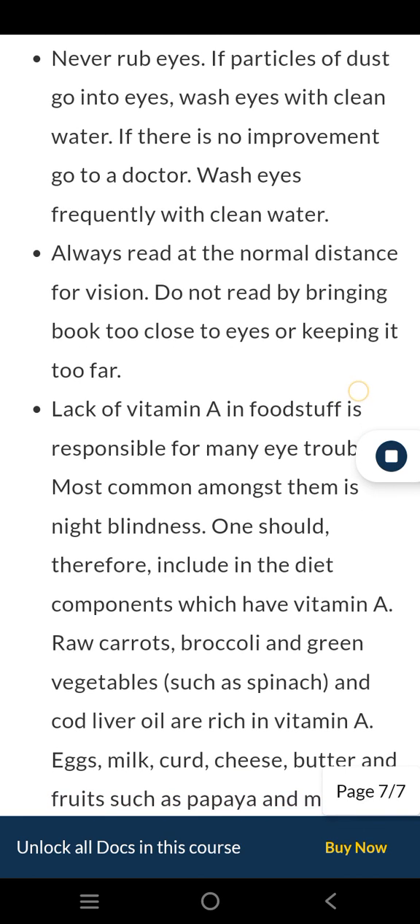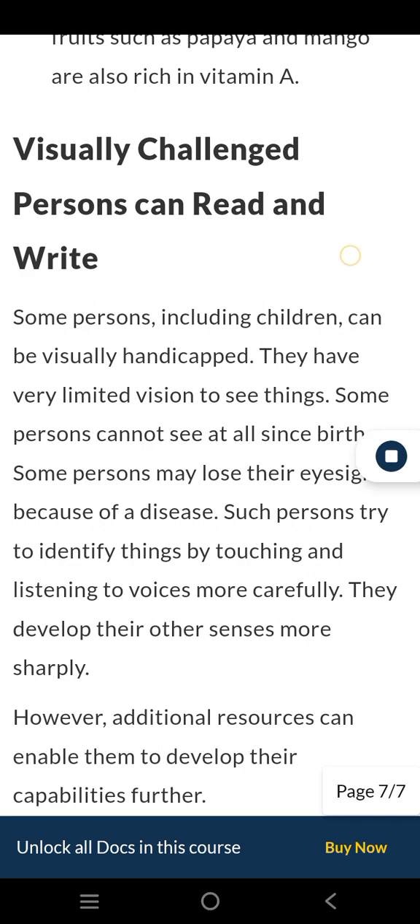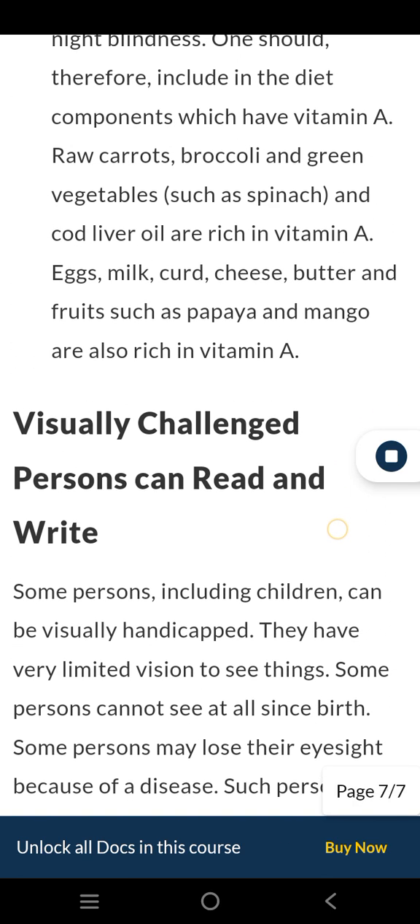Lack of vitamin A in foodstuff is responsible for many eye troubles. Most common amongst them is night blindness. One should, therefore, include in the diet components which have vitamin A. Raw carrots, broccoli, and green vegetables such as spinach and cod liver oil are rich in vitamin A. Eggs, milk, curd, cheese, butter, and fruits such as papaya and mango are also rich in vitamin A.